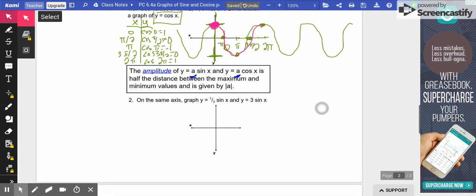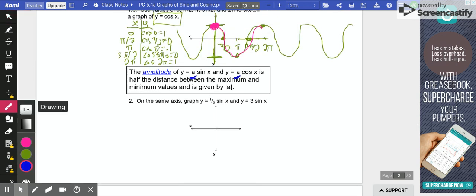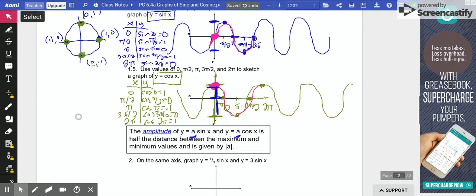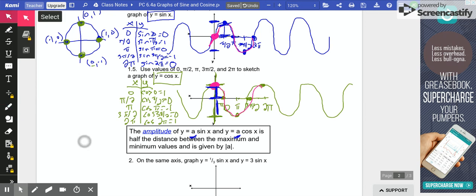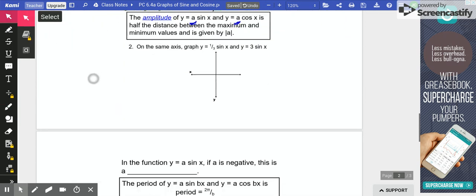If we go back and look at our original, our maximum value is 1, and our minimum value is -1. So our amplitude is just this distance right here. So cosine has an amplitude of 1, and so does sine, okay? It goes up 1 and down 1. Okay, so that's the amplitude. So we can change how high and low our graphs go.